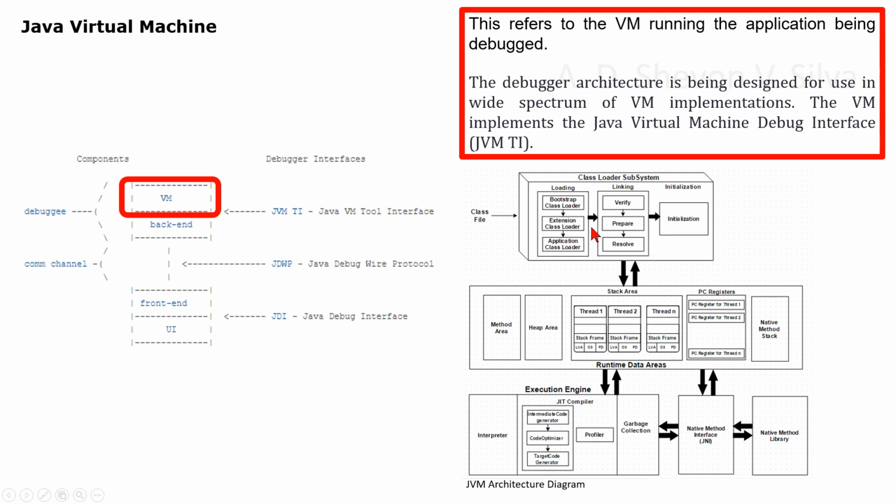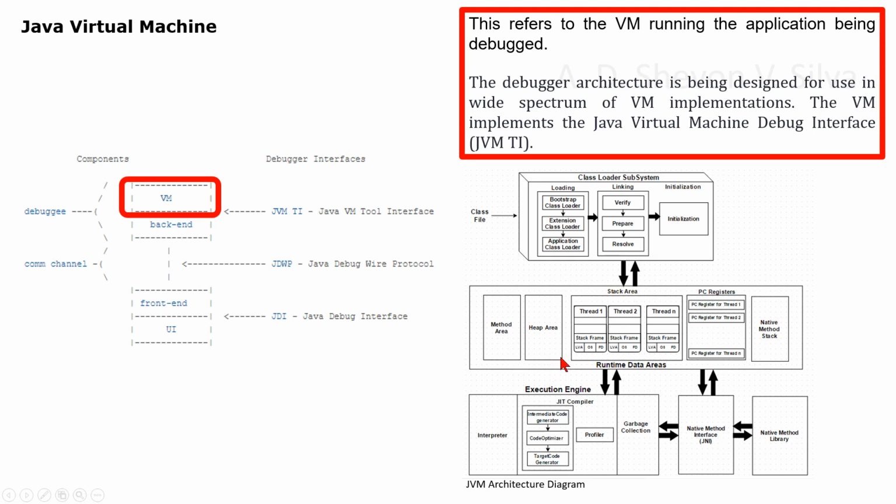Loading is connected to linking. Verify, prepare and resolve are inside linking. Verify is connected to prepare. Prepare is connected to resolve. Linking is connected to initialization. The class loader subsystem interacts with runtime data areas.